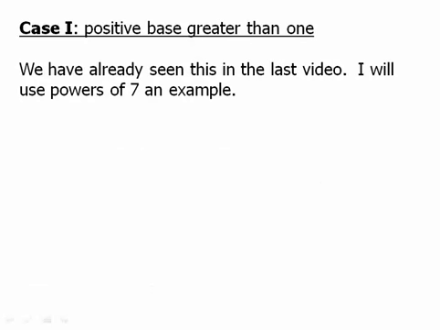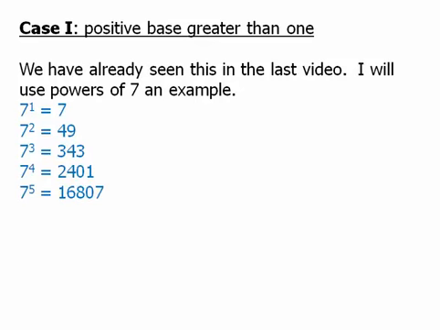So case 1, we're going to have a positive base greater than 1. We've already seen this in the last video. I'll use powers of 7 as an example. 7 to the 1 is 7. 7 squared is 49. I mentioned in the last video that 7 cubed is 343. That's a good number to know. And then as we get to higher powers of 7, these are not numbers that you need to know. I'm showing you these higher powers only to emphasize that exponential growth starts to get very big very quickly.